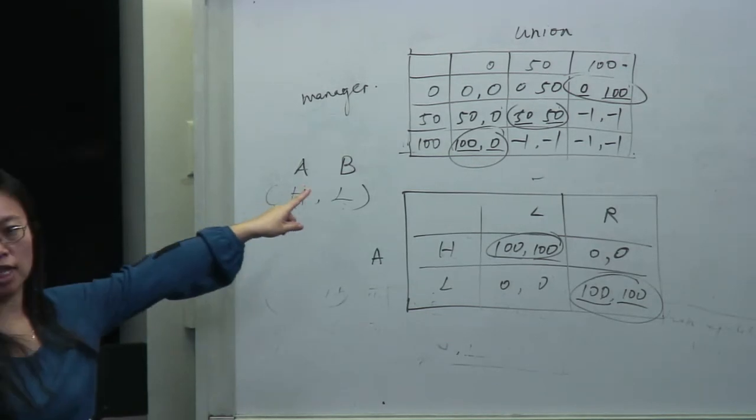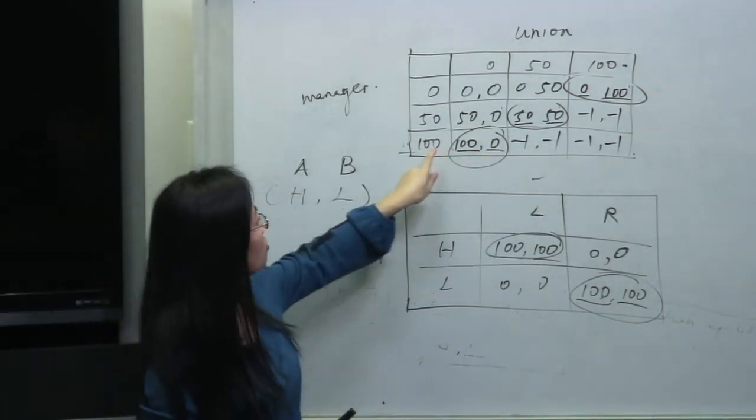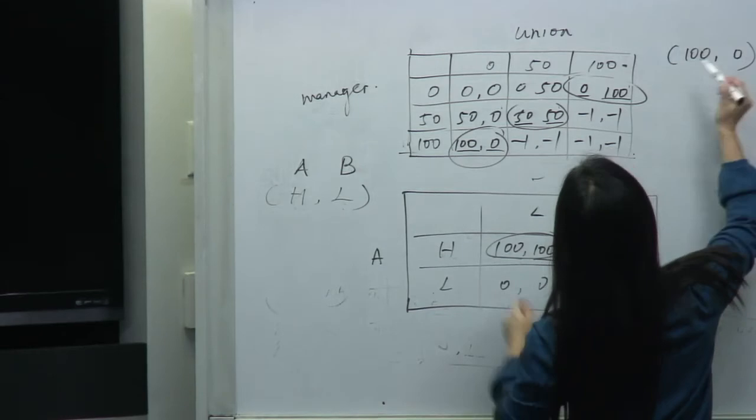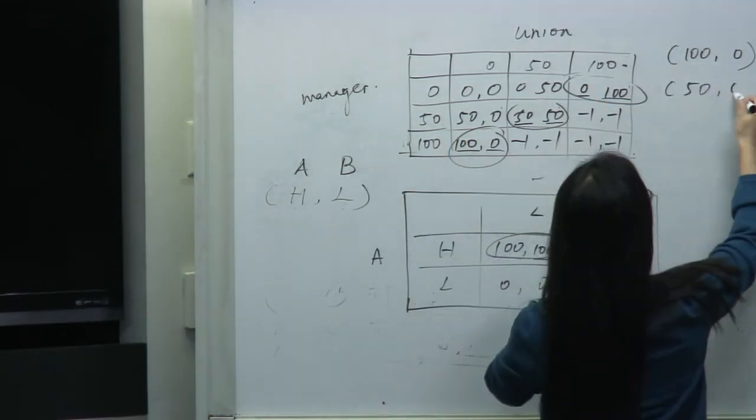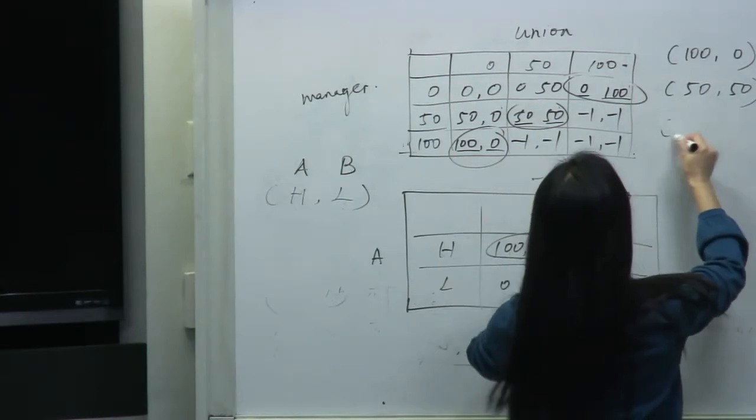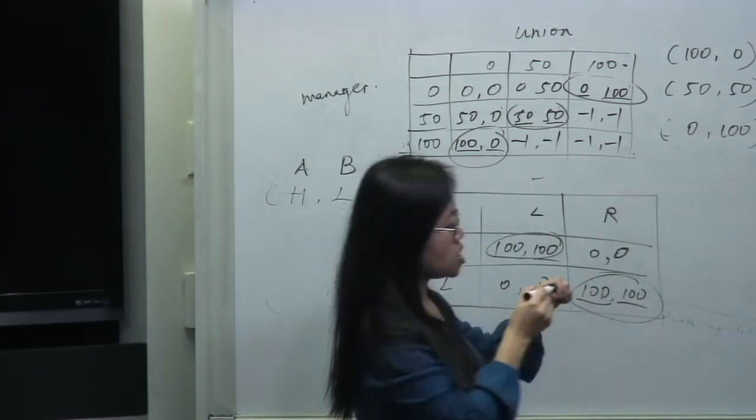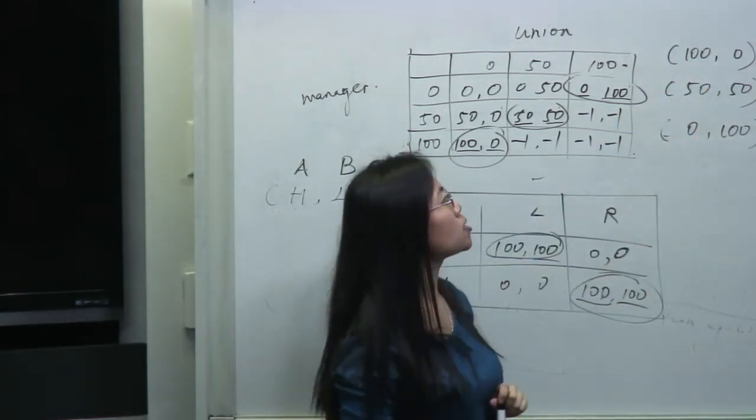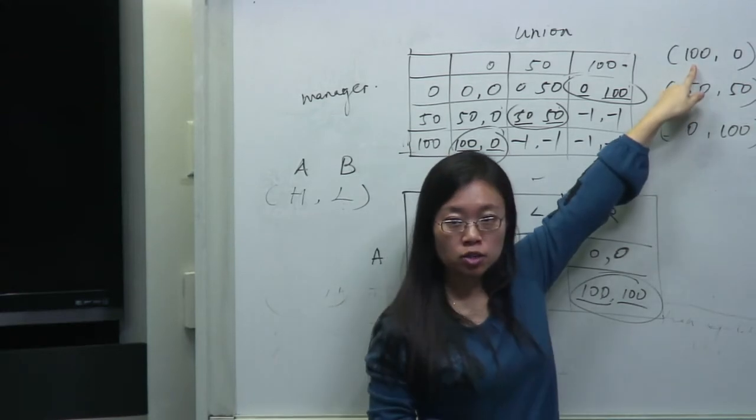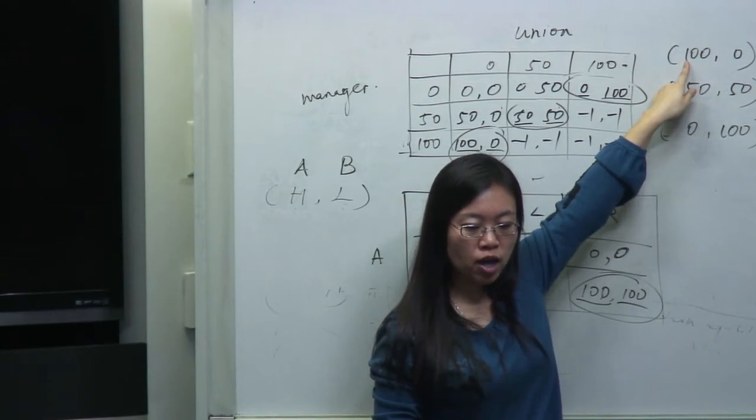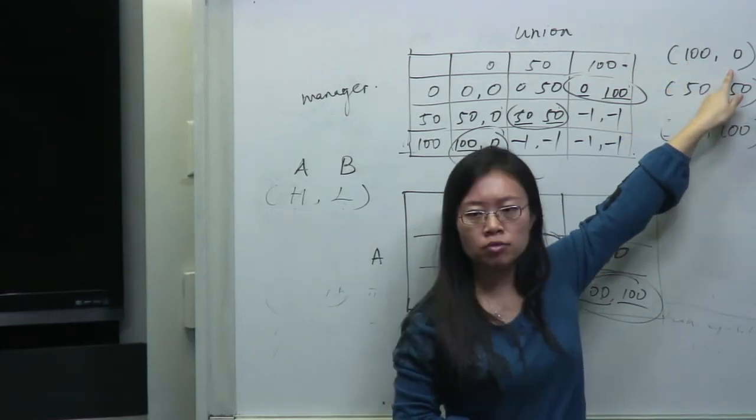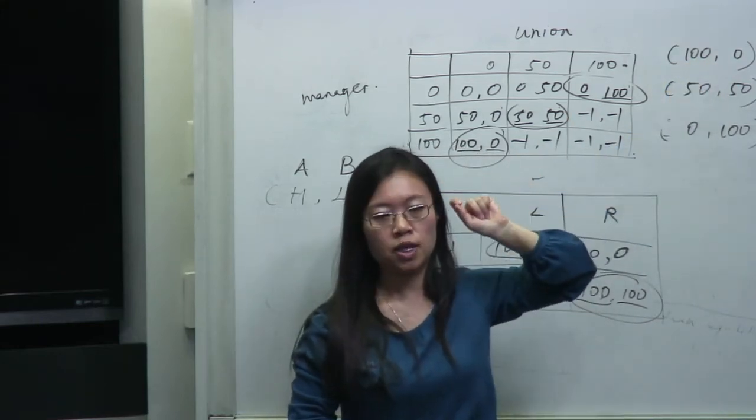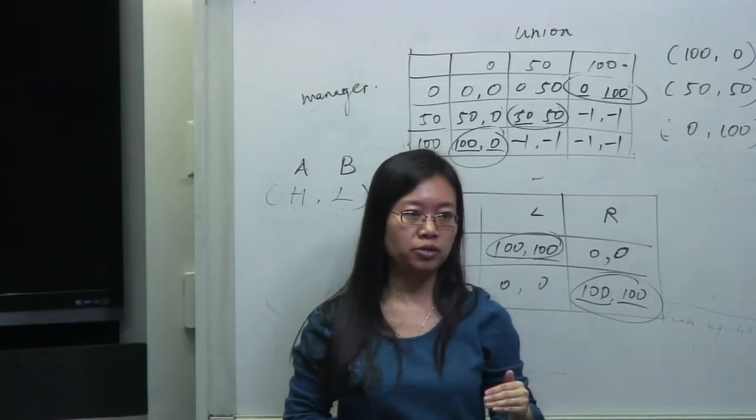And look at the nature of the Nash equilibrium. Look at the strategies: 100, 0; 50, 50; and 0, 100. That's the strategy, not the payoff. What it tells you is that if you know the manager is going to choose 100, the best thing for you to do is choose 0. If you know the guy is going to choose 0, the best thing for you to do is choose 100. That's why this is a Nash equilibrium. Given the other player's strategy, you're choosing the best.